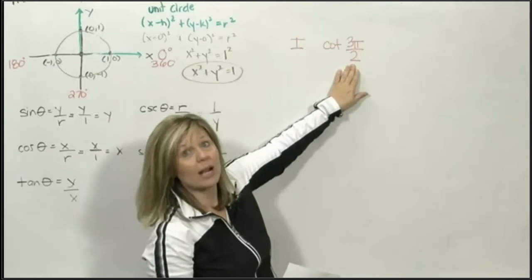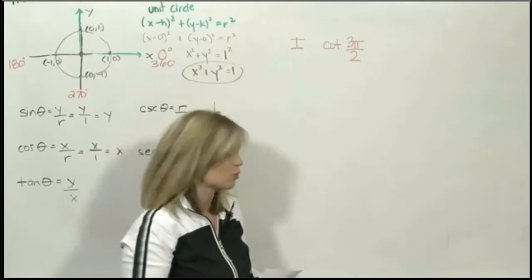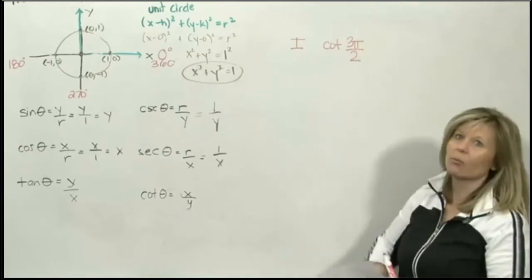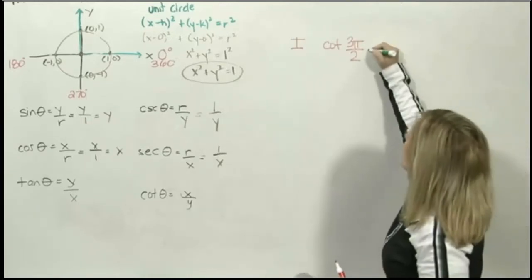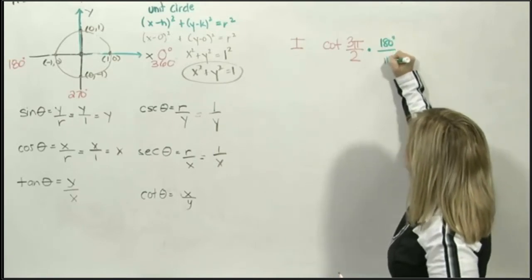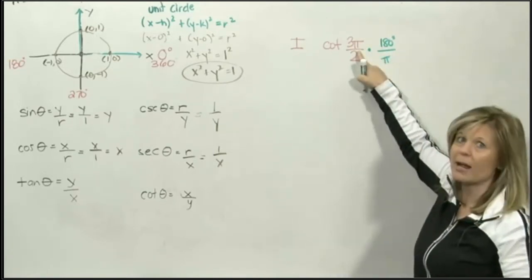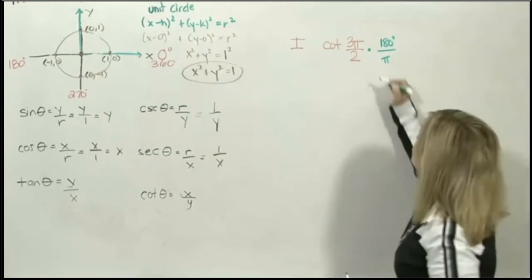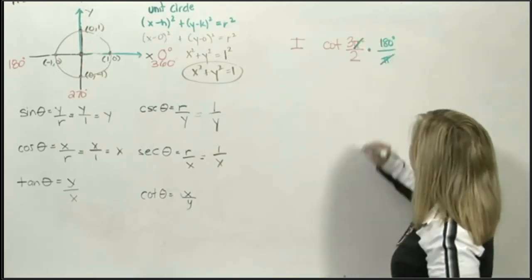How do you change radians into degrees? What's your conversion rule? If we want to change this to degrees, we want to get rid of the pi symbol. So what are we going to multiply by? That's right, we want to multiply by 180 over pi. If pi is in the numerator and we're trying to get rid of it, we need a pi in the denominator. So the pi's are going to cancel out.